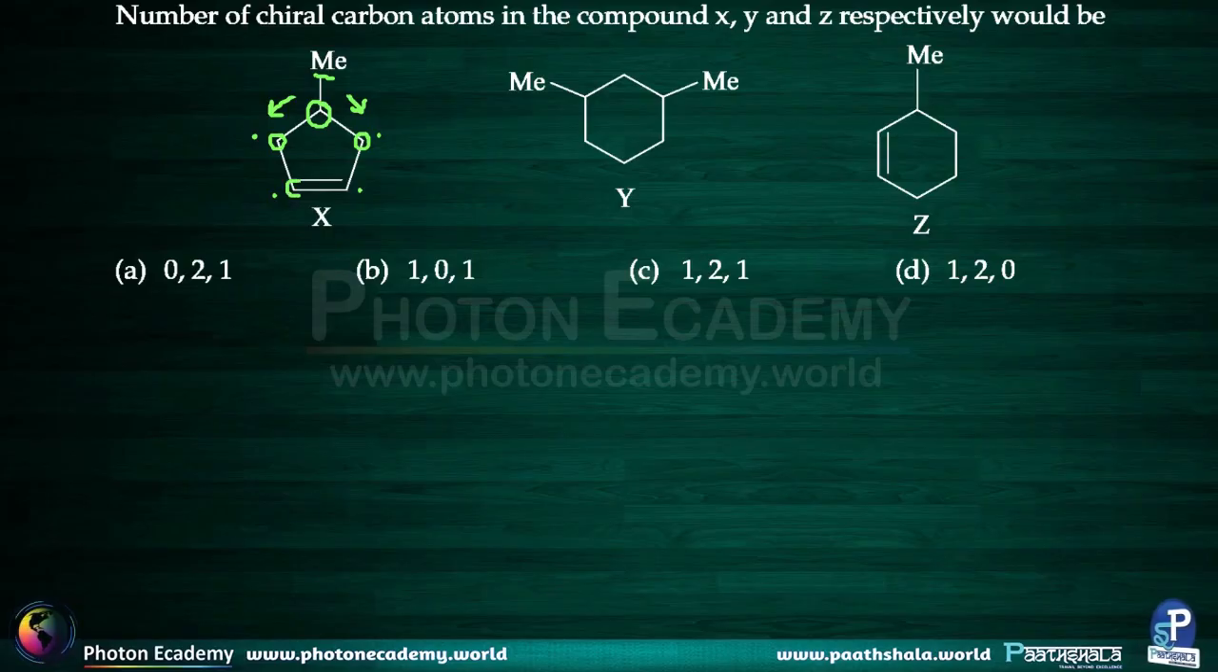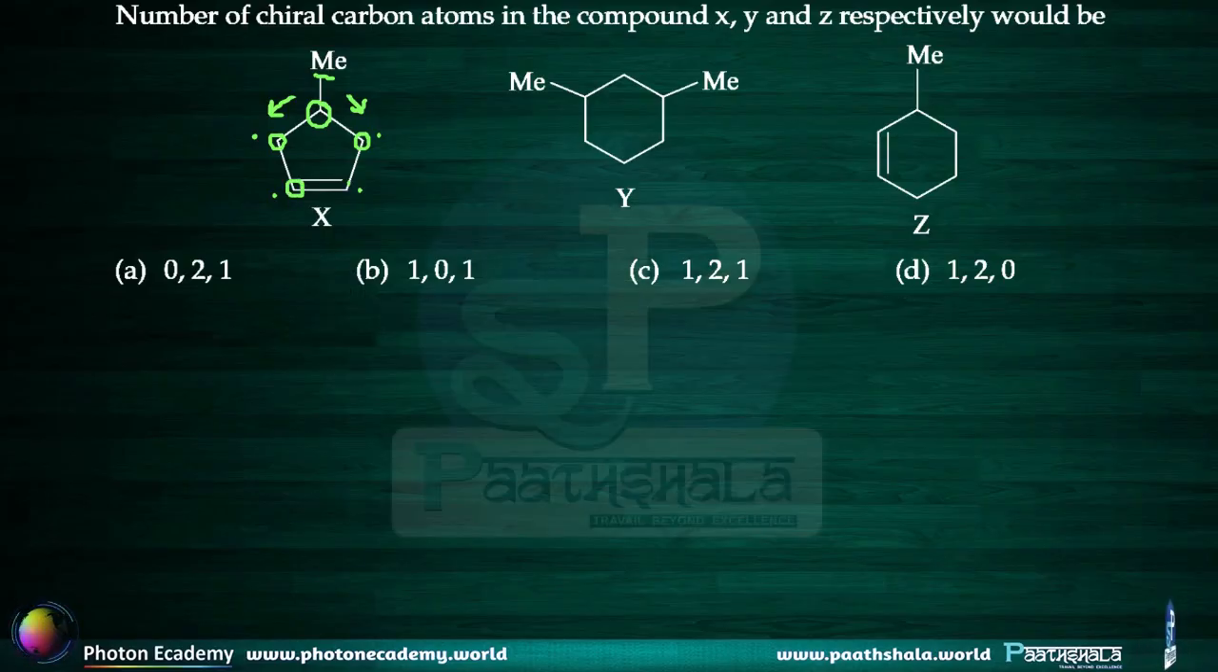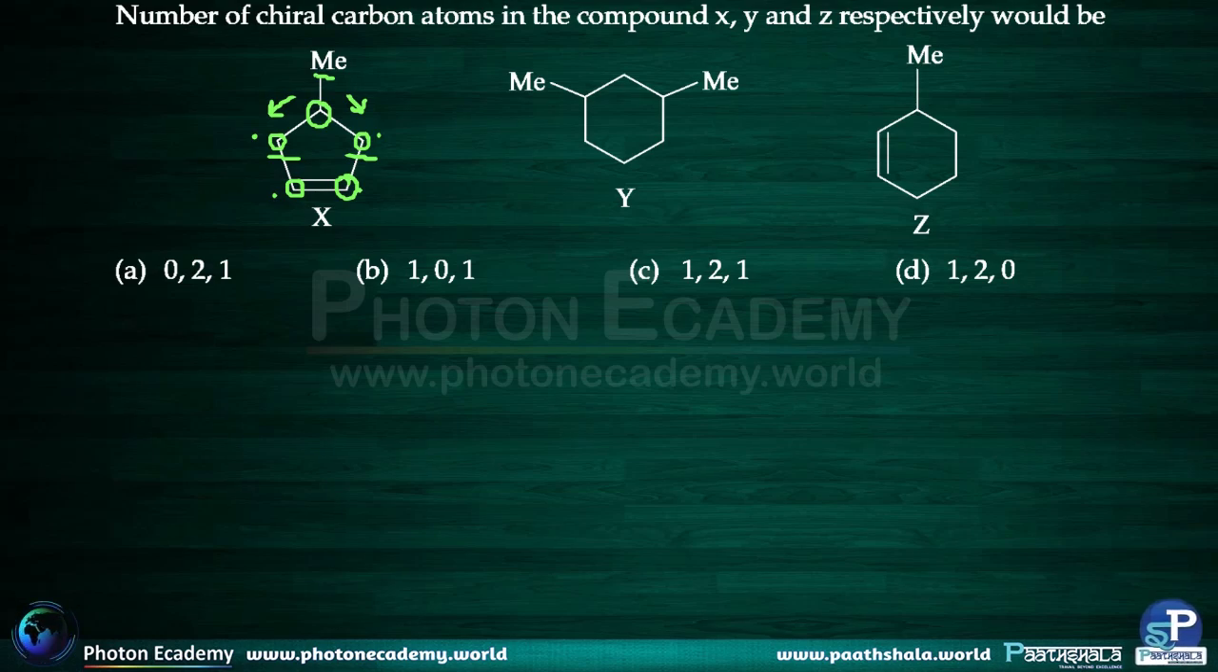These two carbon atoms cannot be chiral carbons as they are not sp3 hybridized, they are sp2 hybridized. These two carbon atoms are also not chiral carbons as two hydrogen atoms are bonded to each of them. So we analyze compound Y.